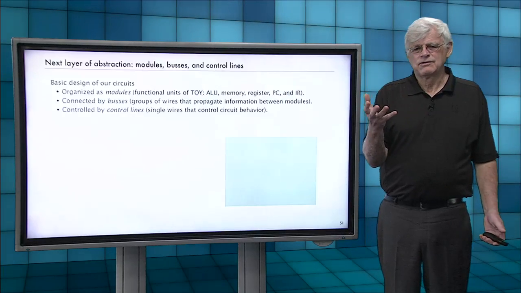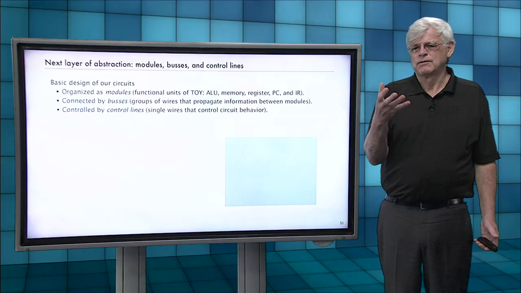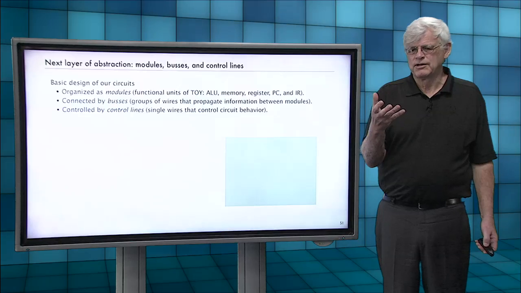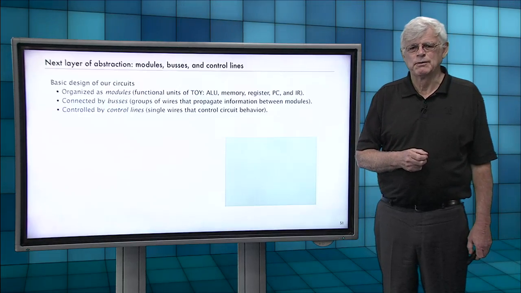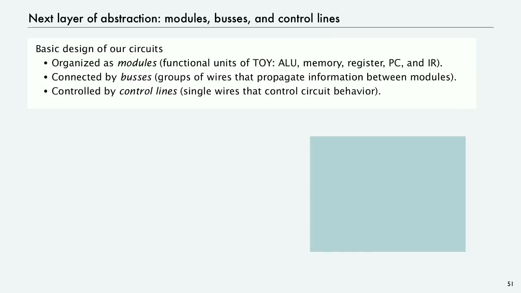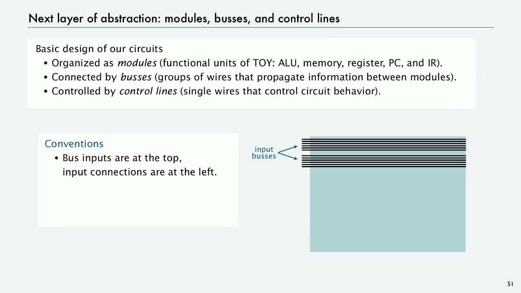There are not too many of those, and they're big circuits that are built up from smaller circuits, as we've been doing. We need to connect modules together with what are called buses. Generally, a bus is one wire for every bit in a word, and that's how we propagate information between modules. And then we also have single wires called control lines that control the behavior of the circuit.